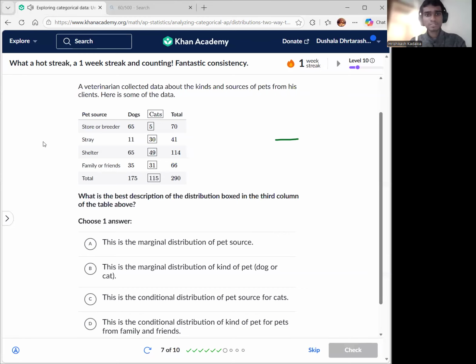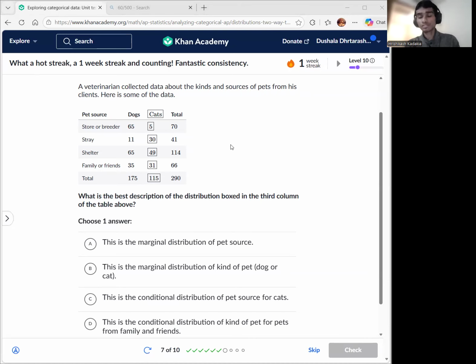Next, someone collected data about the sources of pets. Here is some of the data. Now, this one is giving the conditional distribution, because this is giving the cats. They're not saying in total how many cats there are. They're saying, given that it is a cat, how many of the cats are from the shelter? How many cats are from family or friends?